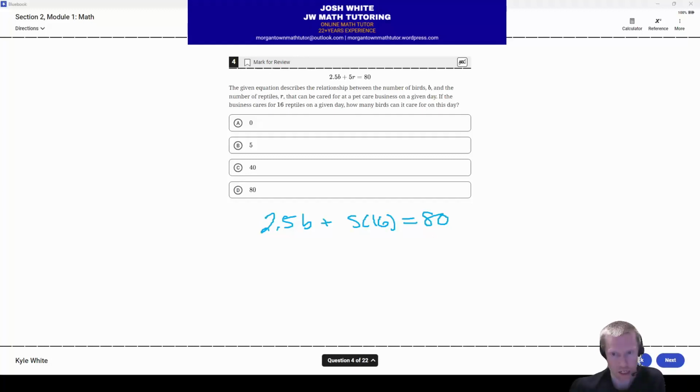Now, 5 times 16 actually turns out to be 80. So when you solve this out, you get just 2.5b essentially equal to 0. You subtract 80 on both sides. Therefore, they cannot care for any birds, if they're caring for 16 reptiles on a given day. So the correct answer for this is just going to be 0. And you could technically back solve this once you set up the equation. Or you could go to Desmos and type this in with both variables and use sliders to figure it out. But I think it's easier just to plug the number in and then solve the equation that way.